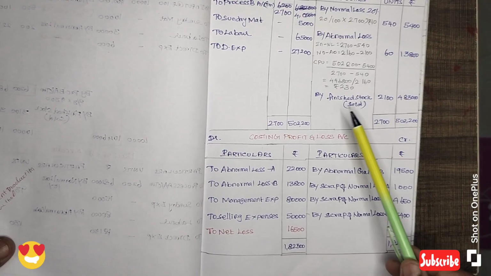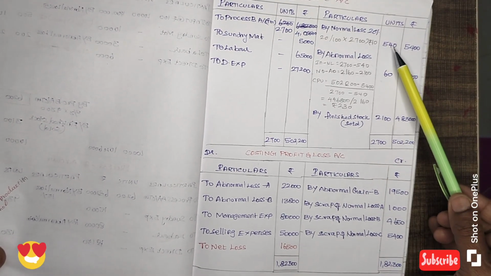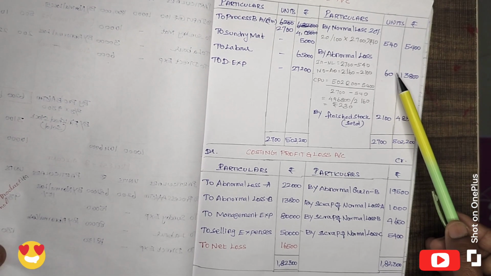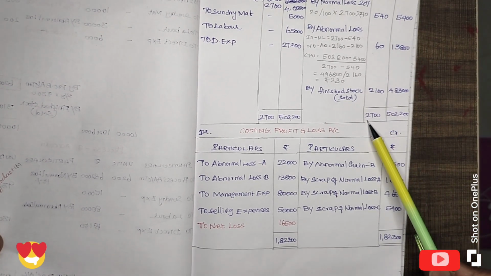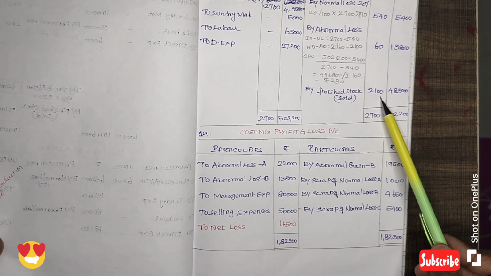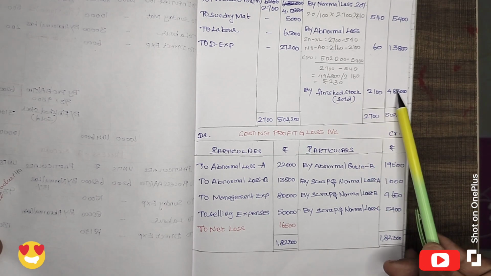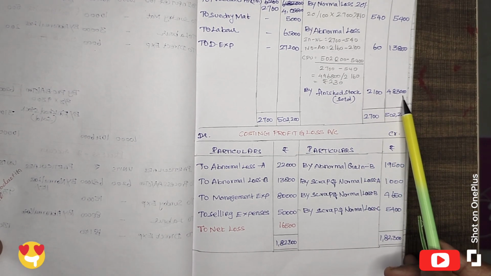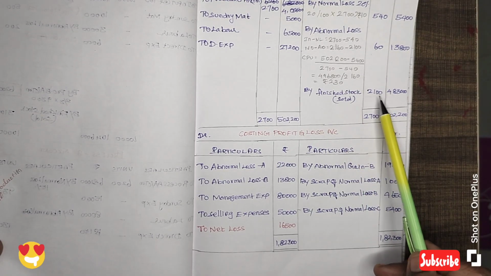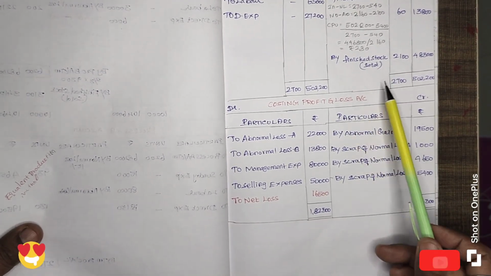Then the balancing figure we call finished stock. How can you find it? Listen, we need to add 540 plus 60, which is 600. That 600 will be subtracted from 2,700. You will get the balancing figure 2,100 units. It will be multiplied with the cost per unit, 230. You will get 4,83,000. So this value is called finished stock, which is to be sold out. Okay, then process C is completed.